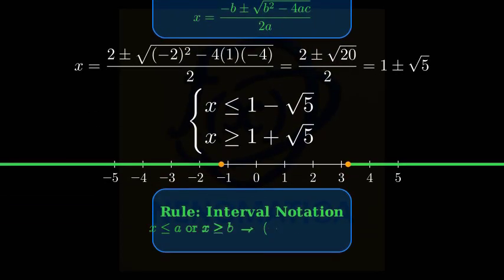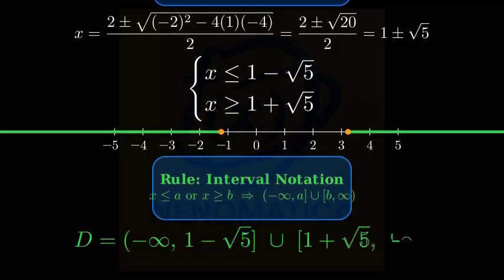If x is less than or equal to a or greater than or equal to b, the set is the union of the intervals from negative infinity to a, closed at a, and from b to positive infinity, closed at b. Therefore, D equals open parenthesis negative infinity, 1 minus square root of 5 close bracket union open bracket 1 plus square root of 5, infinity close parenthesis.